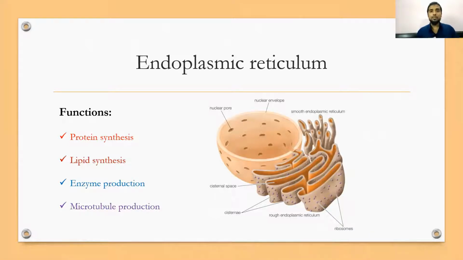If ribosomes are present on the endoplasmic reticulum, it is called rough endoplasmic reticulum. If the ribosomes are absent, it is called smooth endoplasmic reticulum. You can see here these are the rough endoplasmic reticulum, right? Whereas these are the smooth endoplasmic reticulum. Let us see the function. These ribosomes are responsible for synthesizing proteins. It also helps in lipid synthesis, produces enzymes, and produces microtubules, which maintain the integrity of the cell.